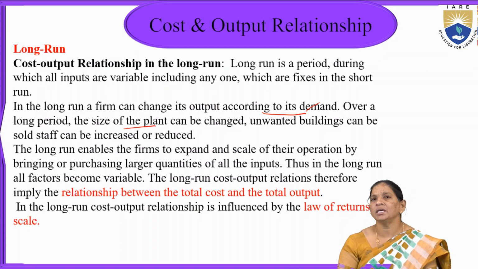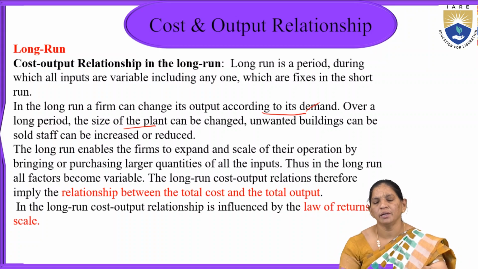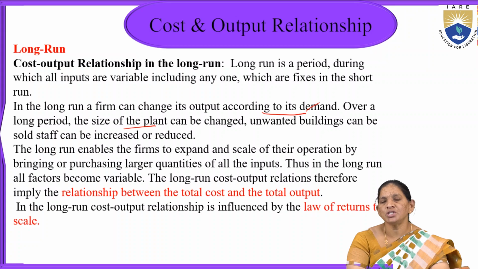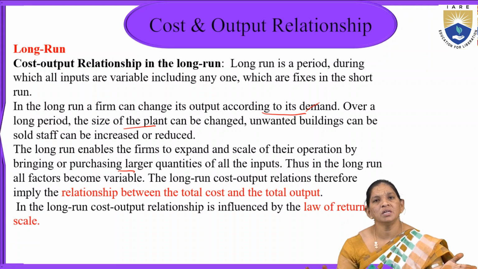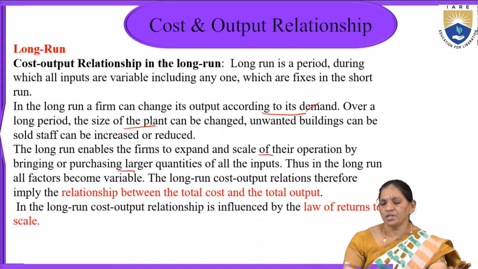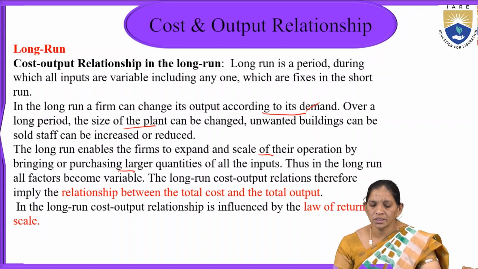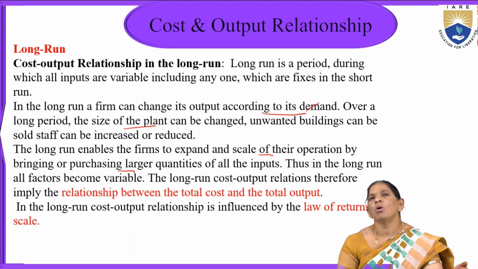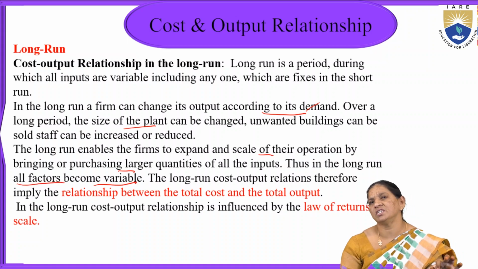This long run enables the organization to expand the scale of its operations, meaning to increase and expand the production, perhaps by purchasing goods in large quantities, increasing the labor, or getting new technological plants. So all the inputs required for large scale operation can be changed. Thus in the long run we can say that all factors are variable; each and every factor is variable.